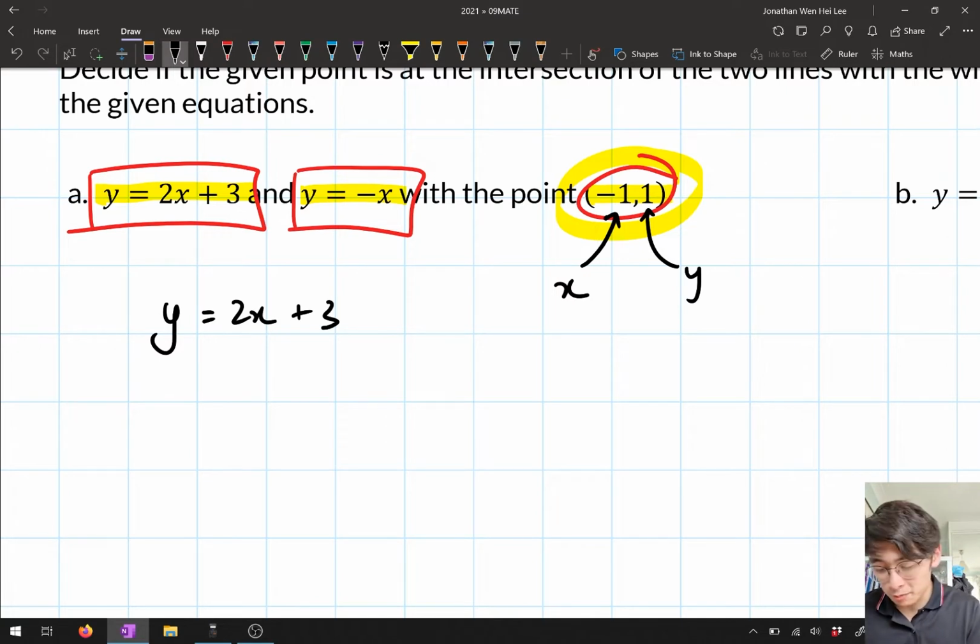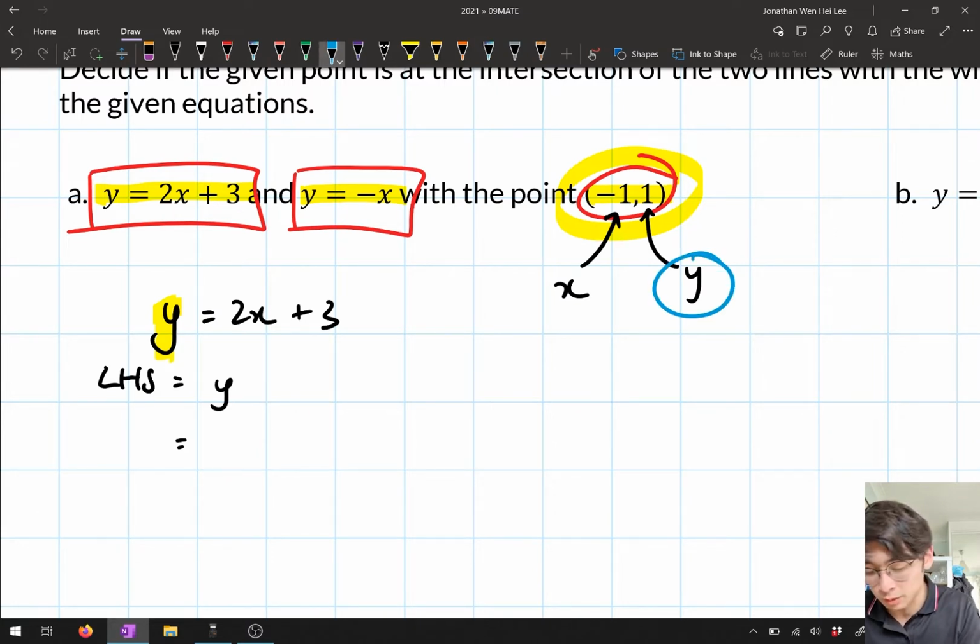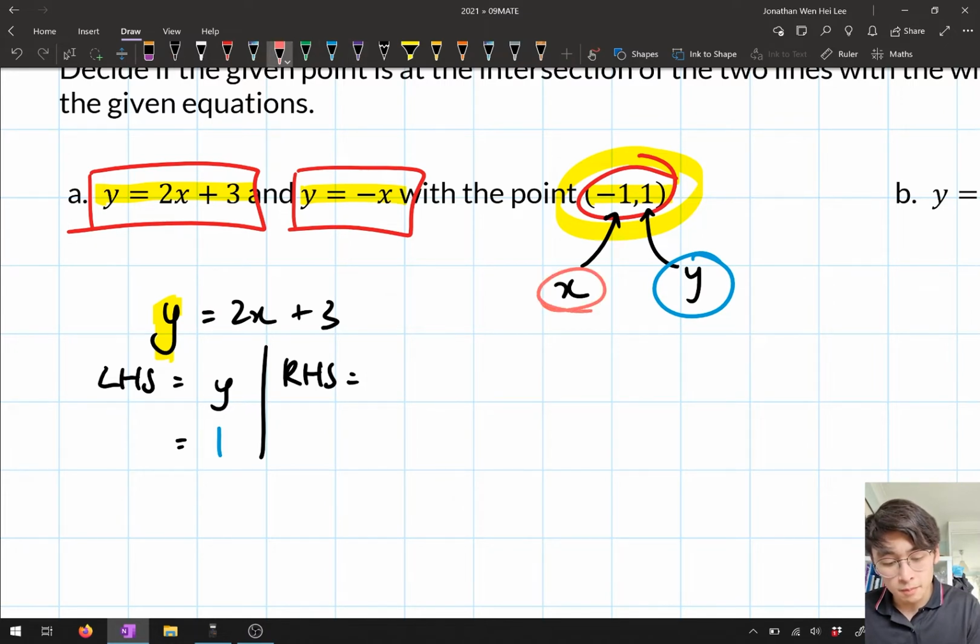So I'm going to replace x with -1 and y with 1. I'm going to start off with my left-hand side. For this equation, my left-hand side is just y. I'm going to substitute y is equal to 1, which is what this value tells me. So that just gives me 1. Okay, so that's my left-hand side. I'm now going to do the same thing with my right-hand side, where I replace x with -1.